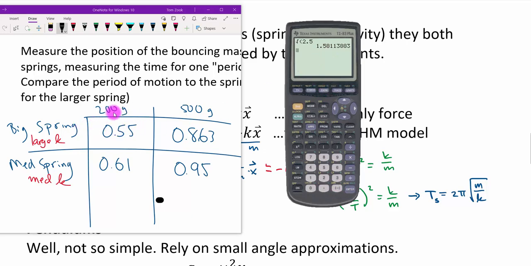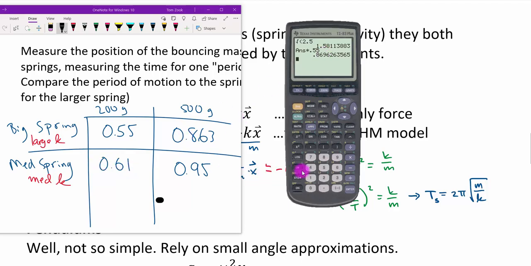So at 200 grams on there, I had 0.55 as the period. If I multiply that by 1.581111, I get 0.869. Oh my goodness, that's so close. I'd say that's within a 5% error, being off by 0.006 out of 0.8. Yeah, I think that's a pretty good margin of error there.